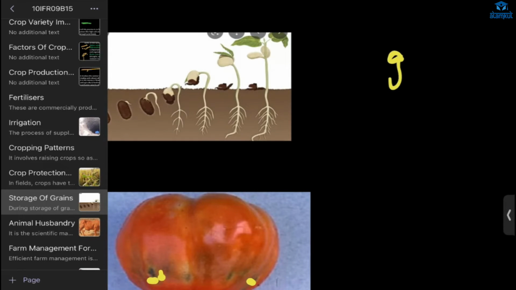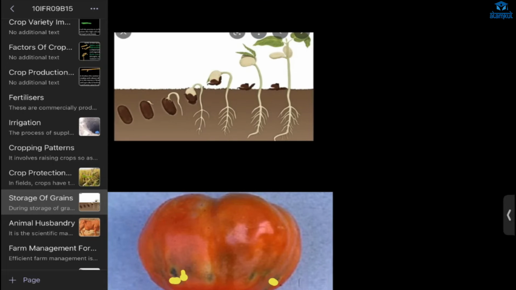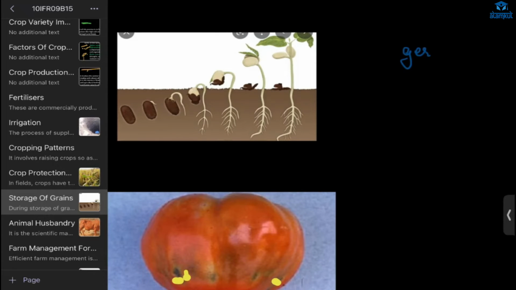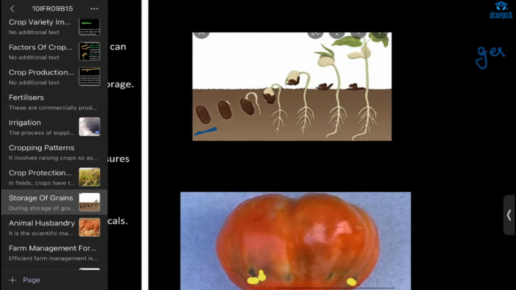Ma'am, it's like how a seed grows into a plant. It germinates. Yes, this is the seed, right? Which state is it in? It is in dormancy, and it has a seed coat. After that, if the temperature, moisture, and all the environmental and internal conditions are appropriate, then there will be growth.